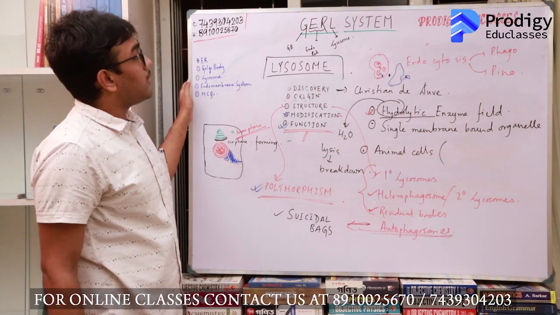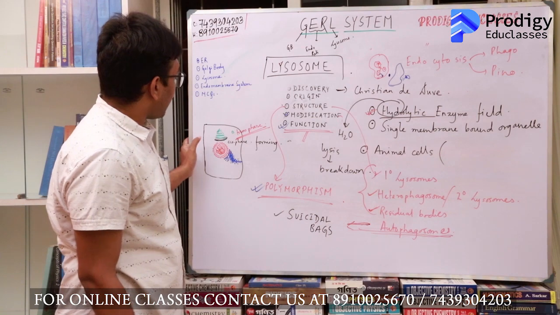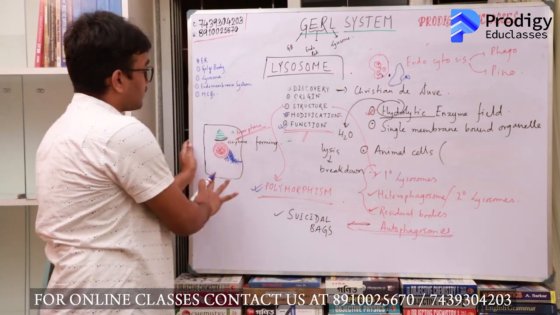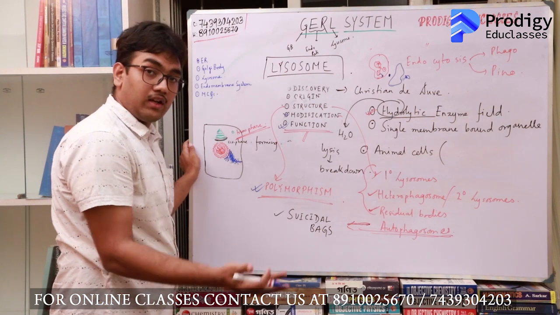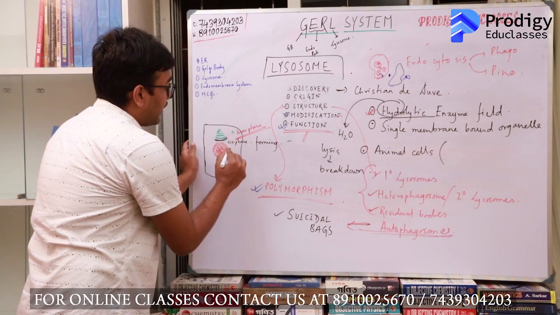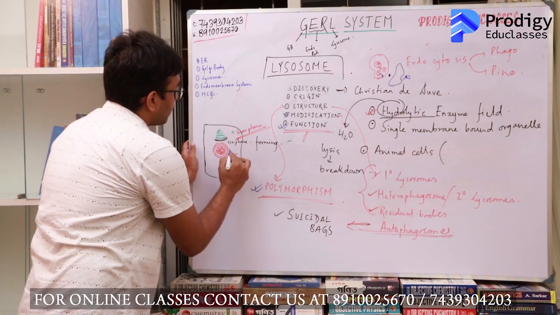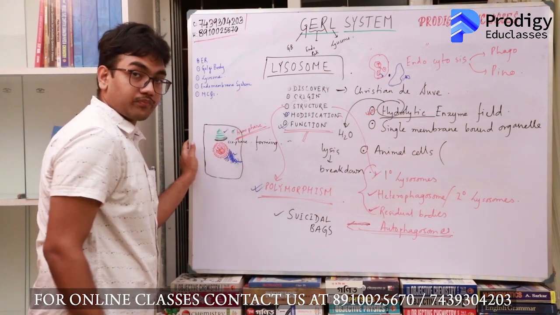Now coming to the endomembrane system or the GERL system. Now what is this system? Look, all of the functions that are occurring in a cell of producing substances, secreting them, producing enzymes, secreting them, are interlinked and are occurring through three organelles, which are the endoplasmic reticulum, the Golgi body, and the lysosome.